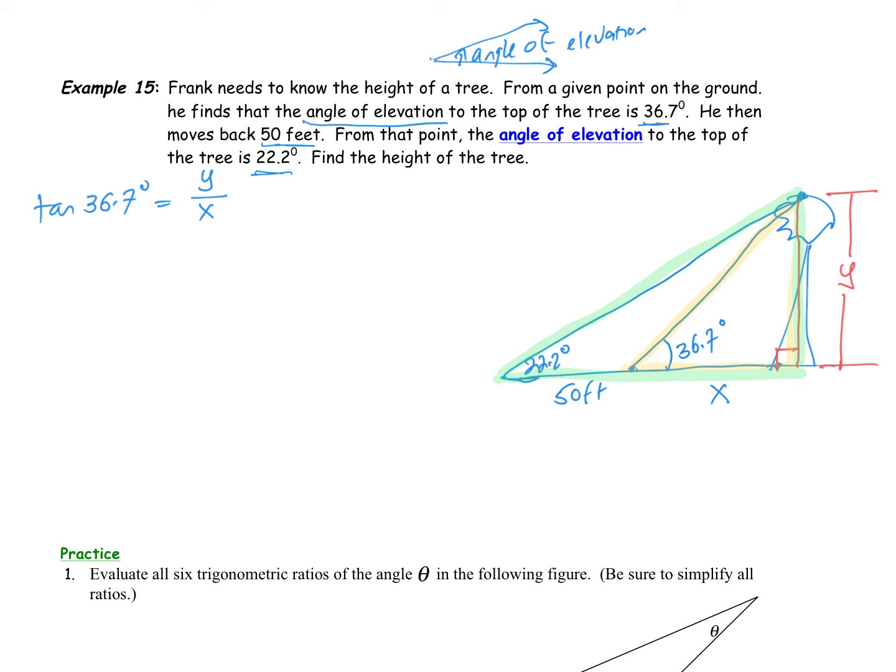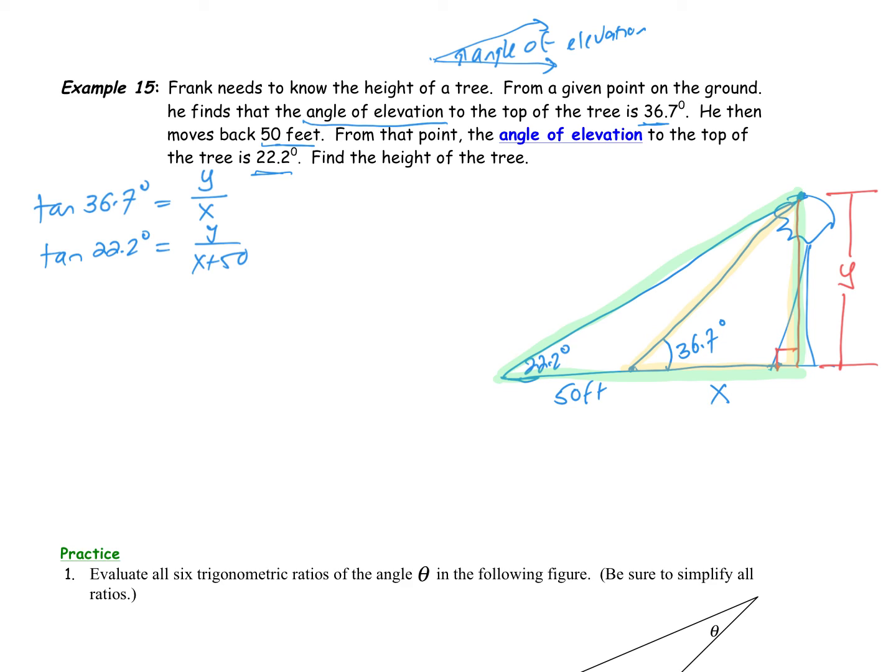We can do a similar analysis with the green triangle, this larger triangle, and then we're going to be focusing on the 22.2 degree angle. So once again, we can use tangent, so we can say tangent of 22.2 degrees is the length of the opposite side, which is y over x plus 50. That is the horizontal portion of the green triangle. And you'll see now we have a system in x and y that we can solve.